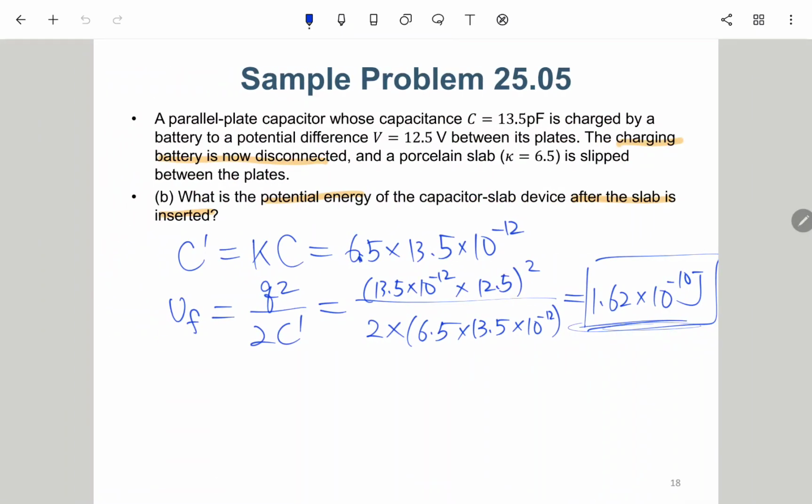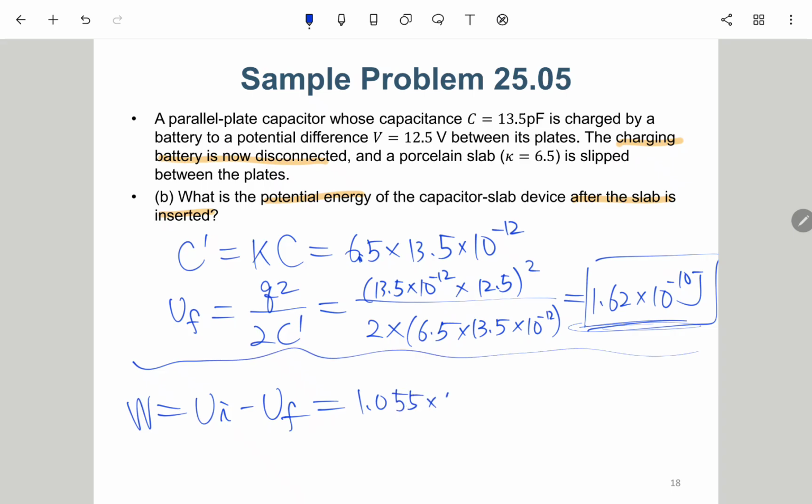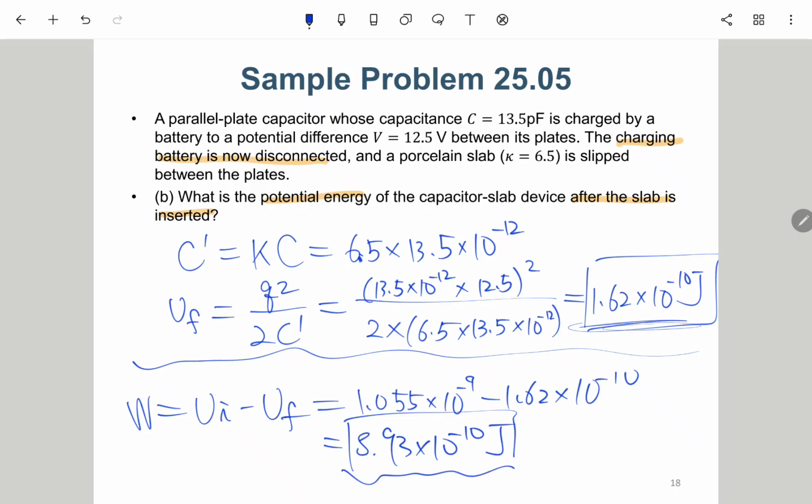Okay, so which means that the work done will be VI minus VF. Negative delta U will be, of course it is not asked by this question, but actually 1.055 times 10 to negative 9 minus 1.62 times 10 to negative 10, which is 8.93 times 10 to negative 10. So you actually need to do some work to insert this slab into the capacitor.